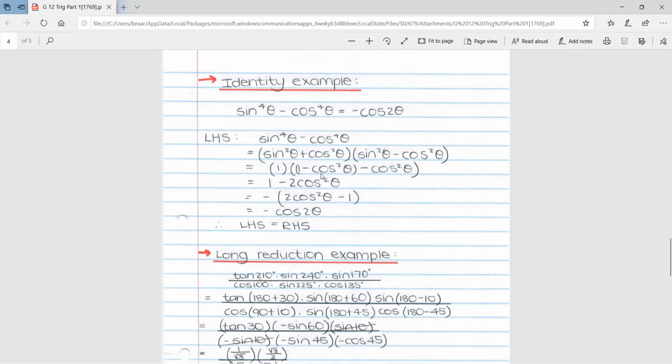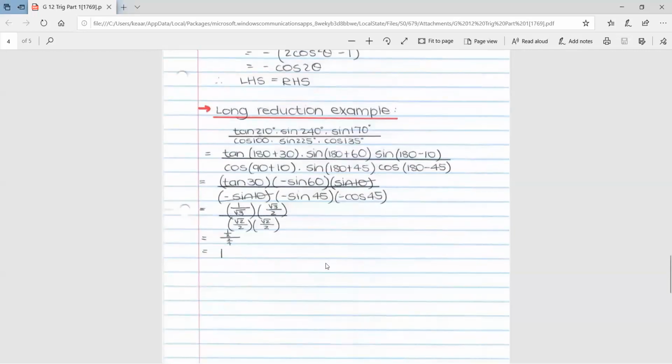We're getting closer now. This kind of looks like one of our double angle formulas, but not quite. It needs to be the other way around. So we can take out a negative, and this will become 2 cos squared theta minus 1. So then we can replace this with our double angle of cos, so that will be minus cos 2 theta. Now, our left-hand side looks like our right-hand side. So you say, therefore, left-hand side equals right-hand side. And then your identity is proved.